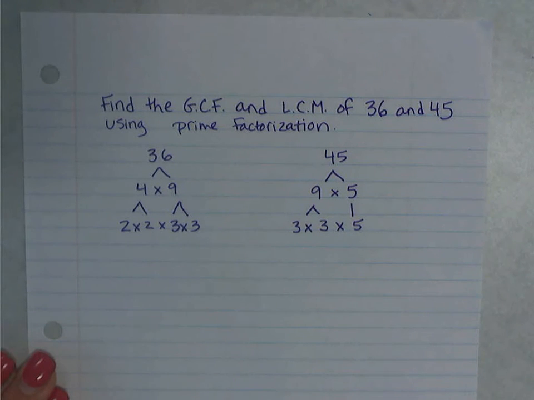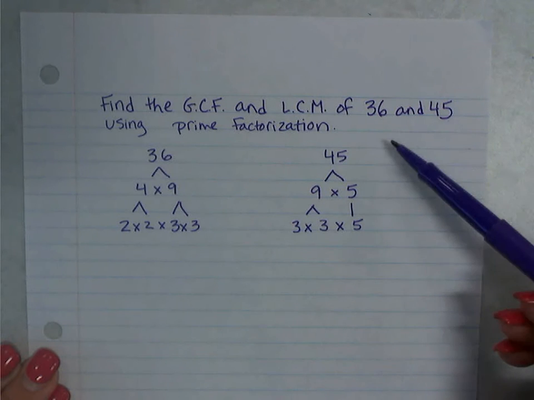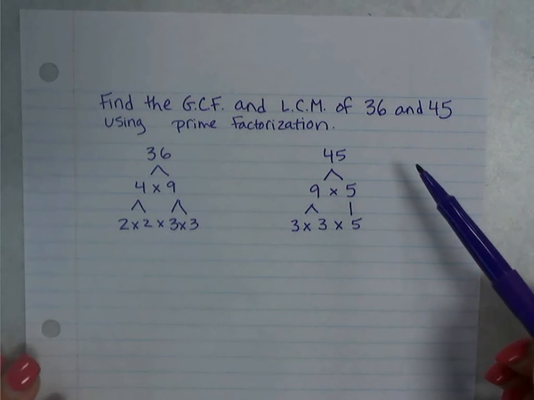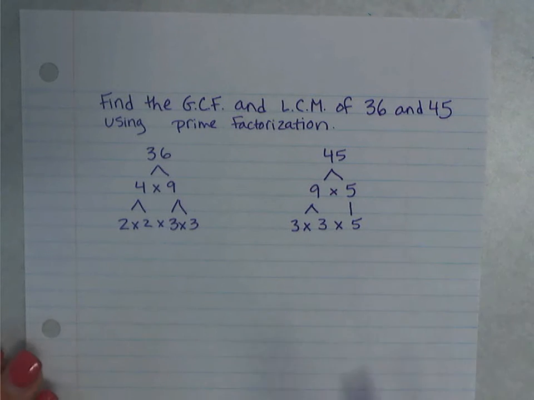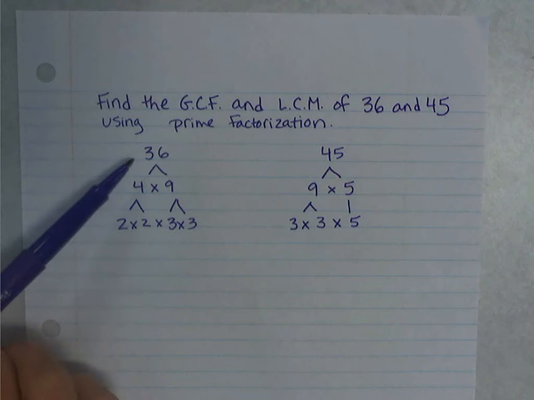We're going to look at finding the greatest common factor and least common multiple of the two numbers 36 and 45 using prime factorization. So the first thing that we need to do is find the prime factorization of each number. And today we reviewed how to do that using a factor tree.